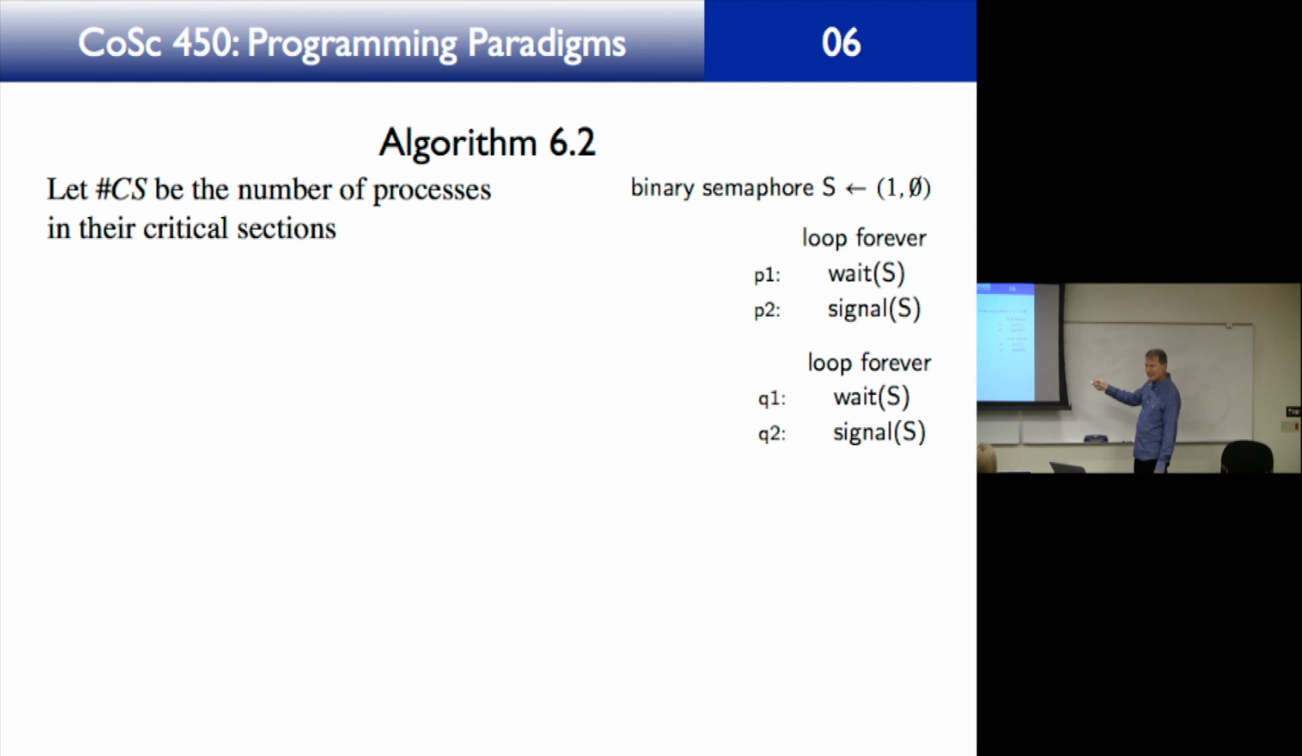Are you with me? And so now, what are the three things we have to reason about to prove correctness? Mutual exclusion, deadlock free, starvation free. So we'll do those three. So here we go. So now, let pound CS be the number of processes in their critical sections. Now, does this raise a red flag? If pound CS is the number that are in the critical section, what do we want that number to be? One or zero. We don't want it to be greater than one. We don't want it to be two, right? So that's why that's an important number to think about.